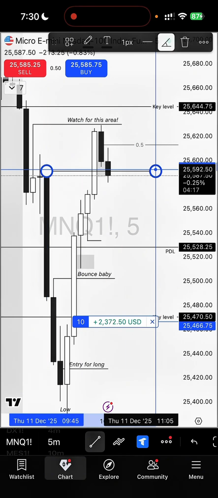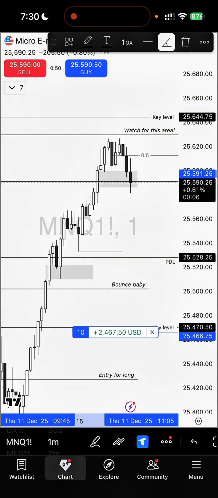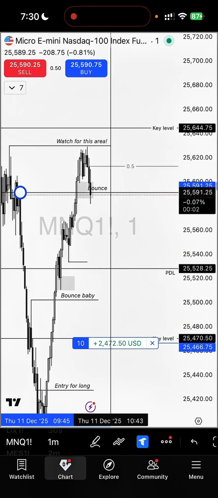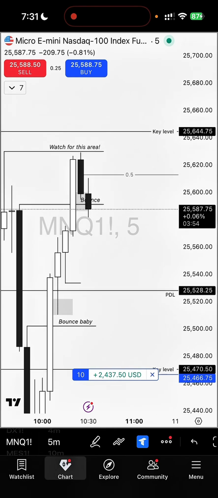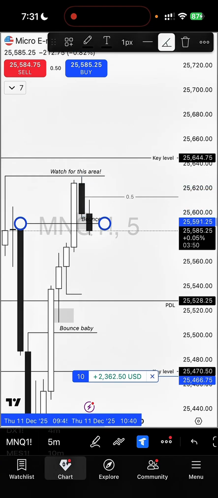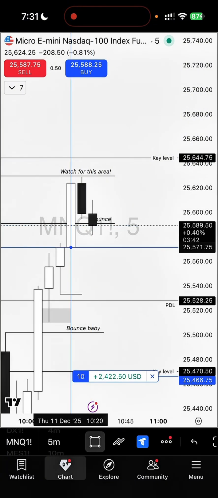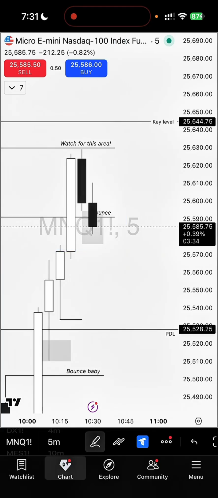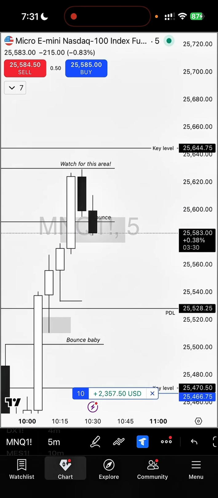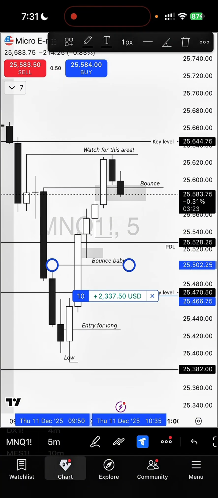The stop loss. I'm out. Okay. Now let's see and watch what we do on this bounce area.